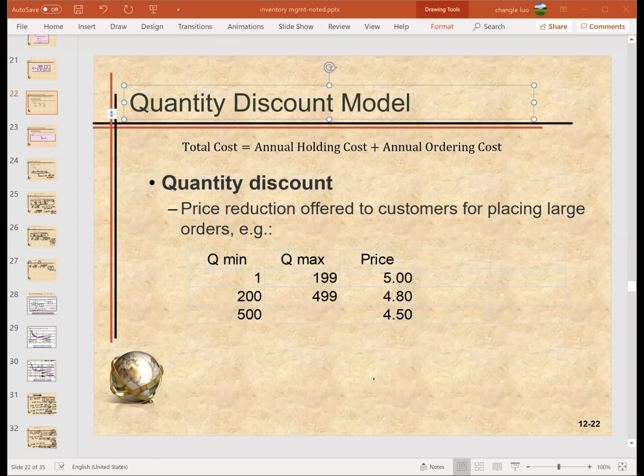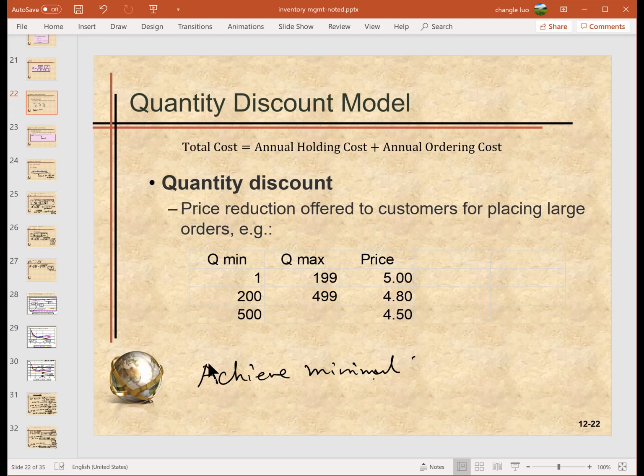Bear one thing in mind: what we're doing here is trying to achieve minimal total cost. The total cost that we considered in the last session was total inventory cost, equal to annual holding cost plus annual ordering cost. These two are actually inventory cost.